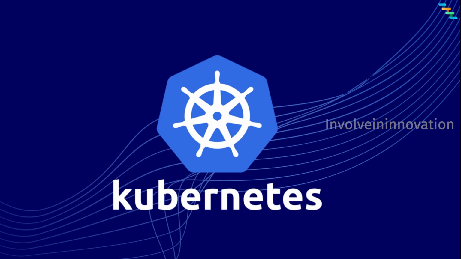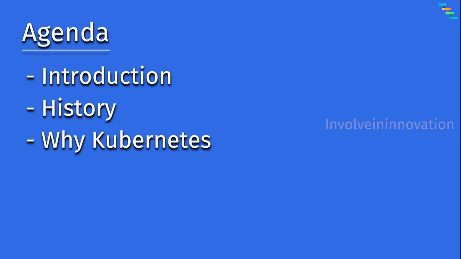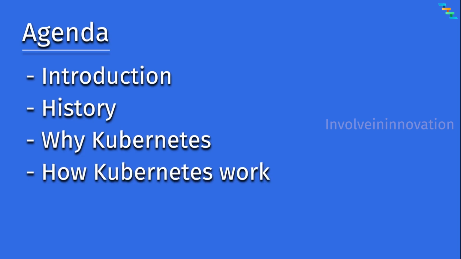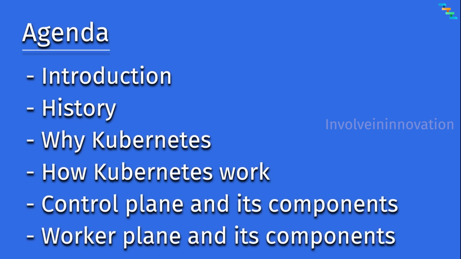The topics covered in the video are, we will start with the introduction and then we will cover a brief history, and we will see why we really need Kubernetes and what are its major functionalities and how Kubernetes works, what is control plane and explaining its components such as API Server, etcd or cluster store, controller manager, cloud controller manager and Kube Scheduler. What is worker node and explaining its components such as Kubelet, kube-proxy and container runtime.